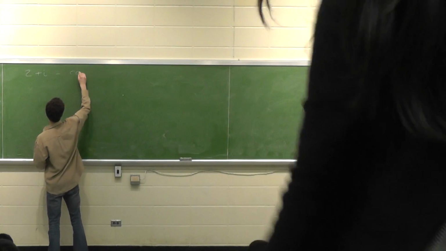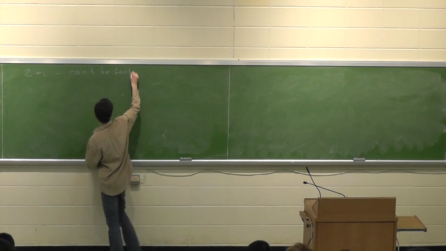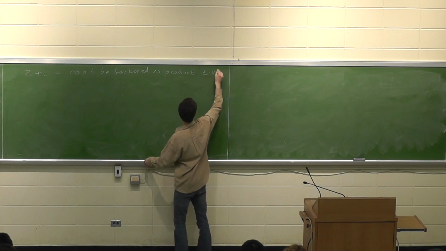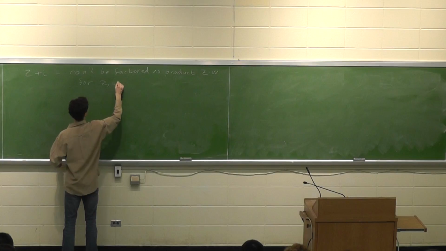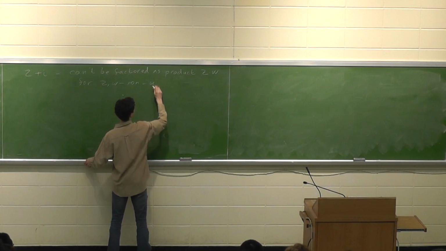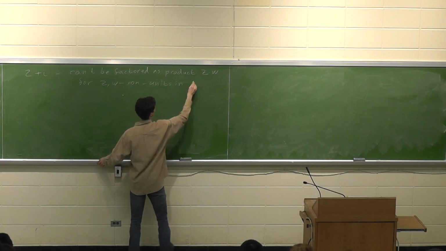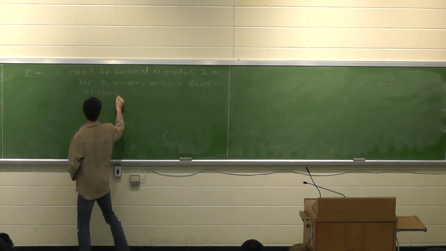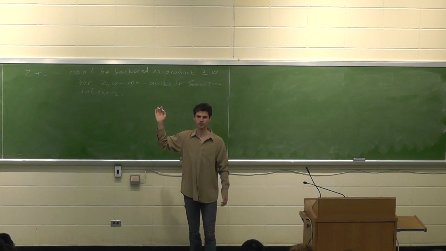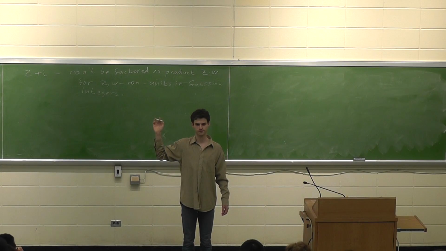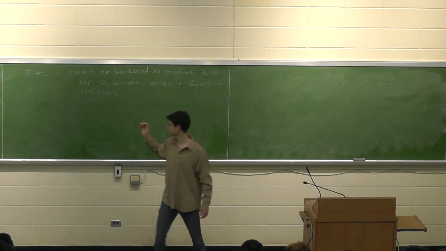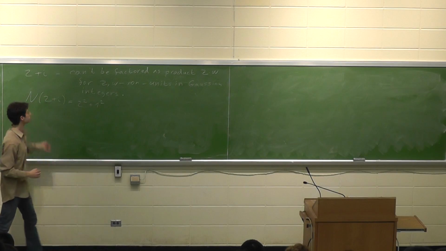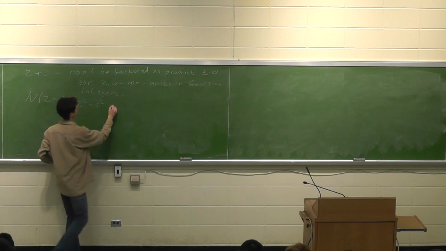So this can be factored as a product z times w of non-units in Gaussian integers. Does anyone remember why it is not a product? Well, it's 2 squared plus 1 squared. So this is 5, yes.